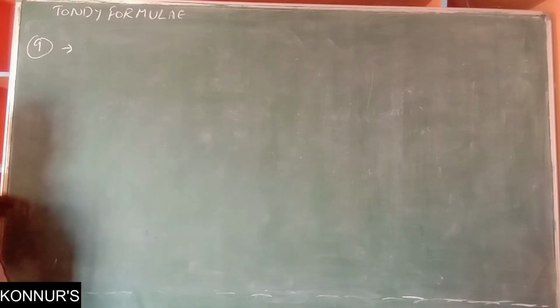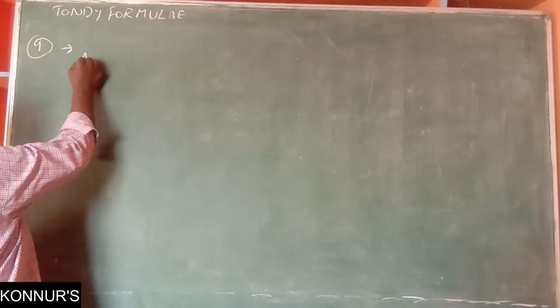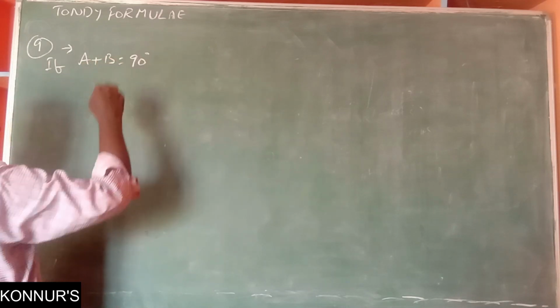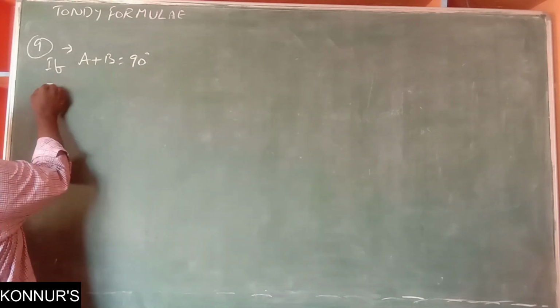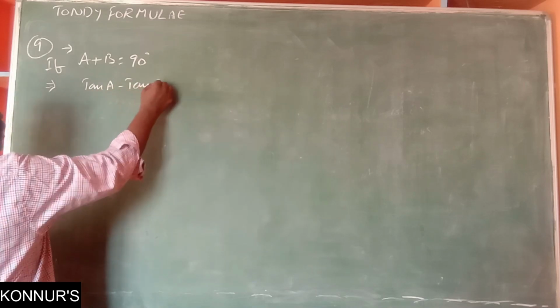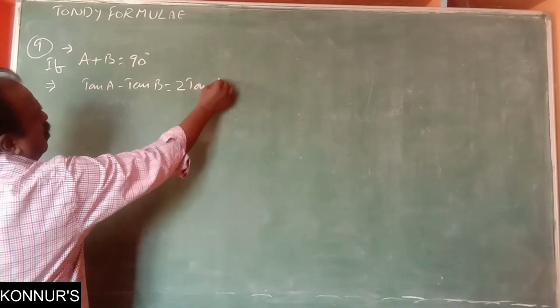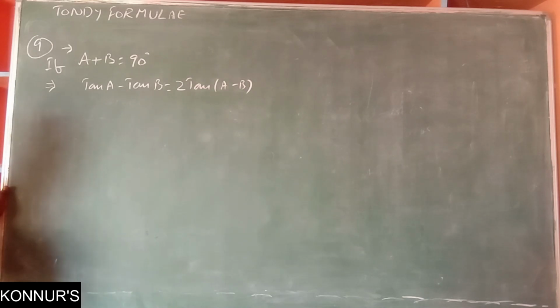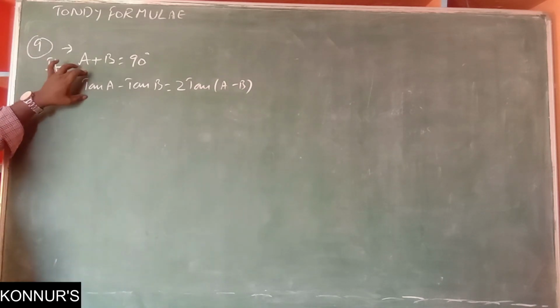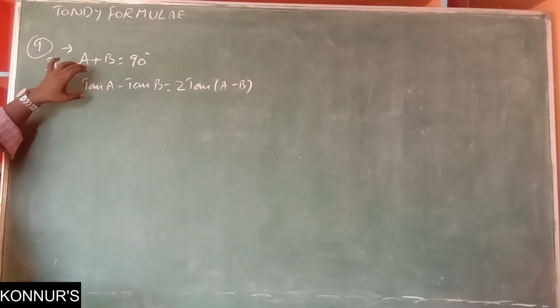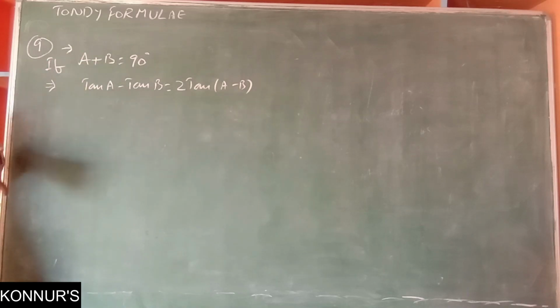Okay. Ninth formula. You see, if A plus B is equal to 90 degrees, then tan A minus tan B is equal to 2 tan of (A minus B). Okay now, how is it proved? I will leave it out. It is not needed. Of course, this is a problem in our textbook, first chapter in trigonometry. But it is taken as the formula. Now observe me.